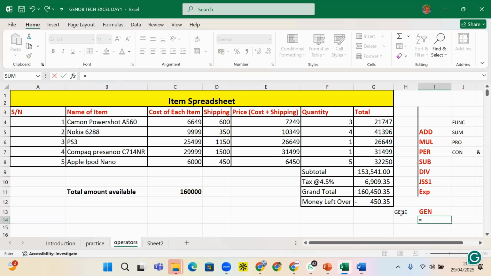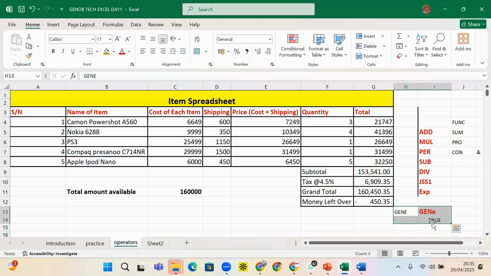Equal to this is equal to this. Definitely not the same, false. But let me change this to something else. Are they the same? Yes. Whether or not it is small letter, they are the same. It's checking the letters that are there to see if they are the same, right? So that is that for comparison operators.